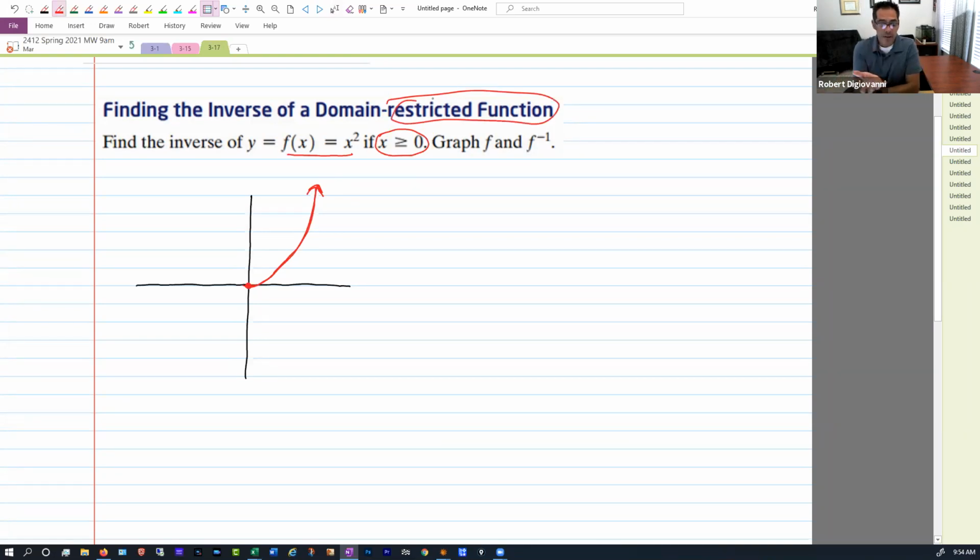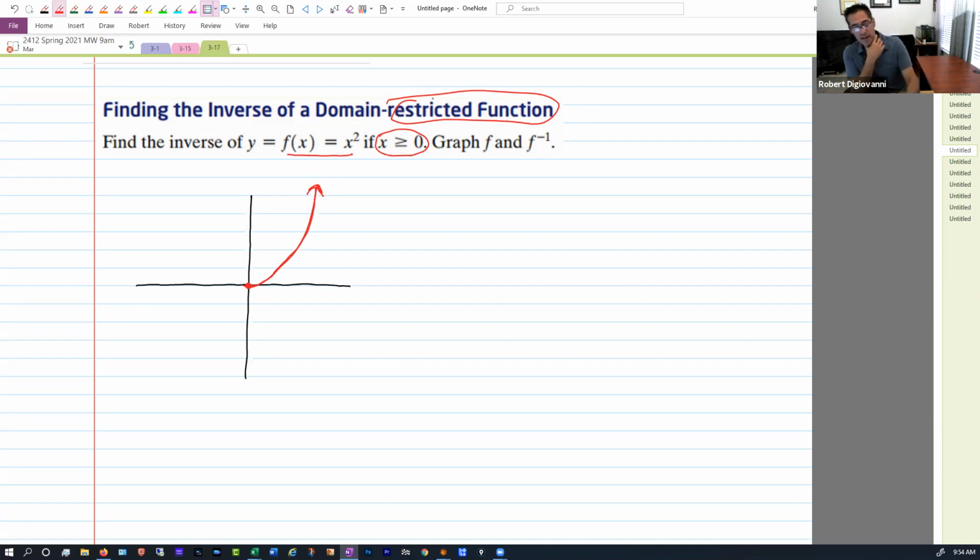When they're giving us the original function x squared, they say, hey, look, only look to the right of 0. Because when you look only to the right of 0, you actually do have an inverse. You should have an inverse there because it's 1-to-1. So now we're supposed to find it.